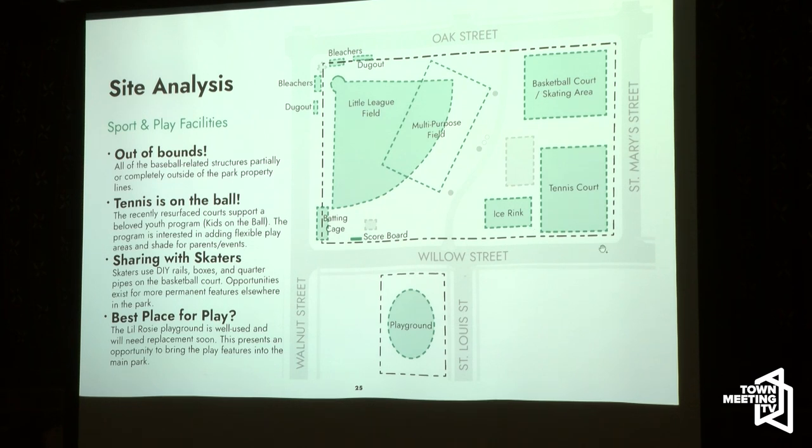The tennis courts here have recently been resurfaced, and speaking with the Kids on the Ball organization, there's interest in expanding more tennis spaces on site if that's what's deemed best by the community.